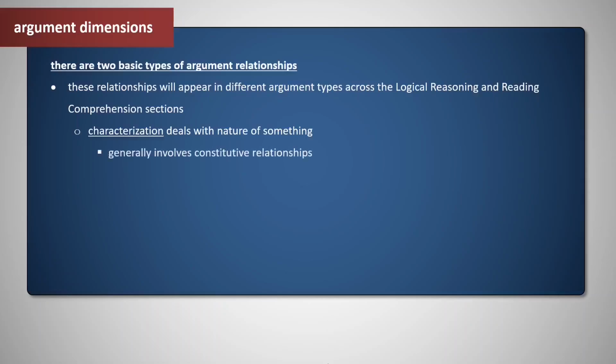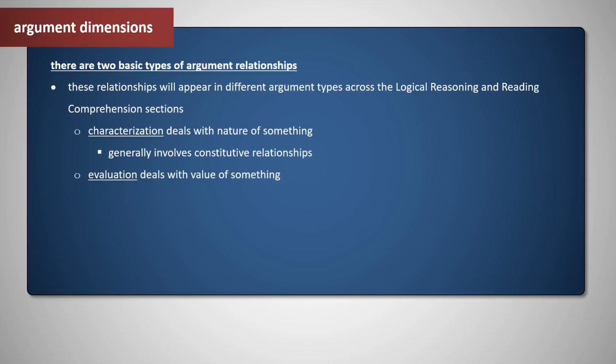And these characterization types are basically constitutive relationships. So something fits the definition to be in a particular category. That's primarily a constitutive relationship. When you're characterizing something, when you're describing its characteristics or attributes, you're talking about not so much how it's transforming something else, but what it is like, what its attributes or what its essence is.